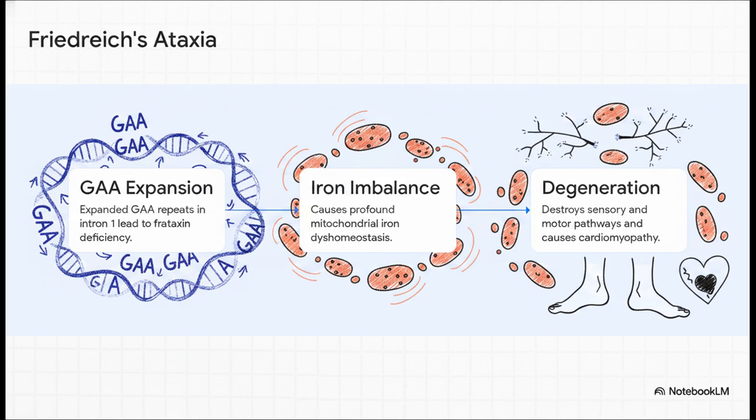Step 2, without enough frataxin, the cells develop profound mitochondrial iron dyshomeostasis. They basically can't regulate iron. Step 3, this massive energy failure and toxicity selectively wipes out sensory and motor pathways, causing the ataxia, absent reflexes, and high foot arches. And crucially, it also causes a severe life-limiting cardiomyopathy.